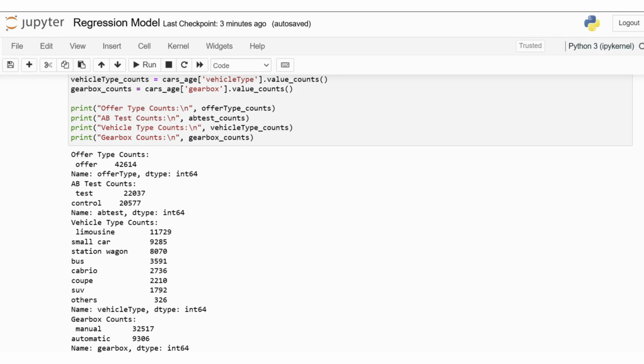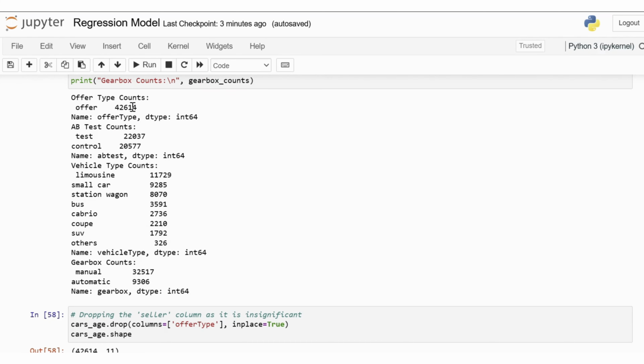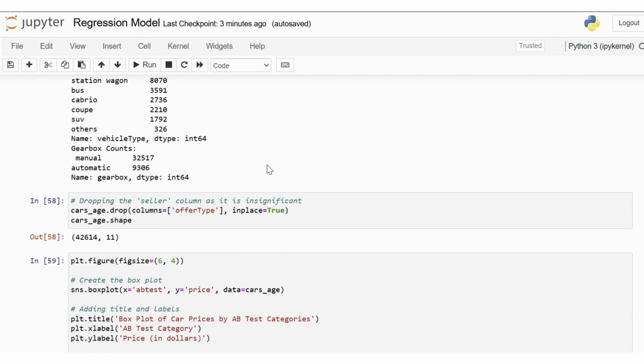In this output, the offer type variable has a similar issue as the seller variable, with one category having only one observation. Therefore, we should drop offer type. The A/B test, vehicle type, and gearbox variables, on the other hand, seem to have sufficient data in each category and can be retained for further analysis. We'll continue this process for all categorical variables to ensure our data is clean and ready for modeling. Let's now go through each of these variables and decide whether to retain or remove them.